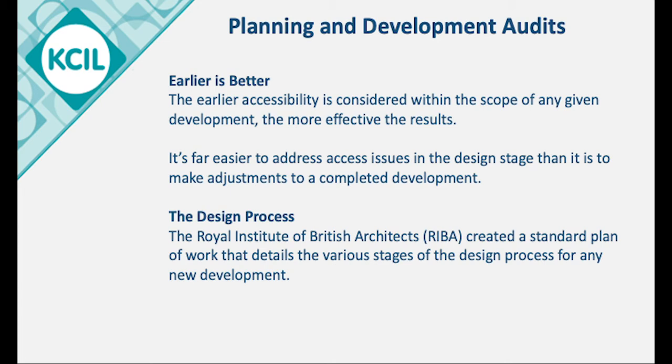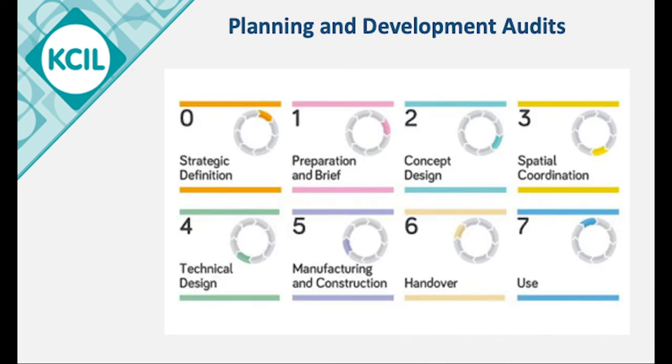To understand the best points at which to have an access assessment, we need to first take a look at the development process itself. The Royal Institute of British Architects publishes a standard framework that details the various stages of the process that is to be used in any new development, and I'll just put that on the screen now. The framework is broken down into 8 stages, labeled from stage 0 to stage 7, though we're most concerned with stages 2 through 4, which are concept design to technical design.